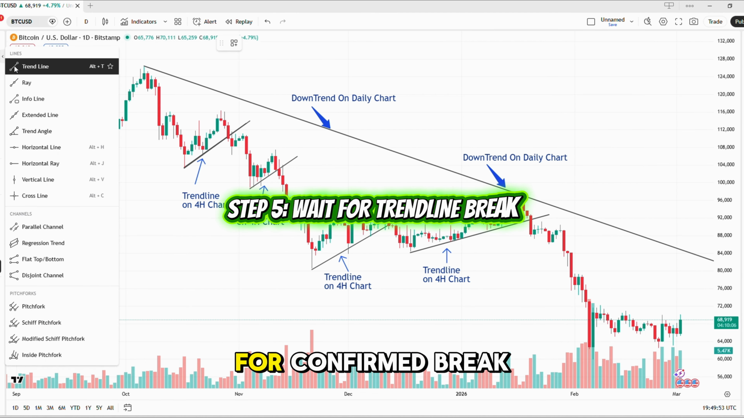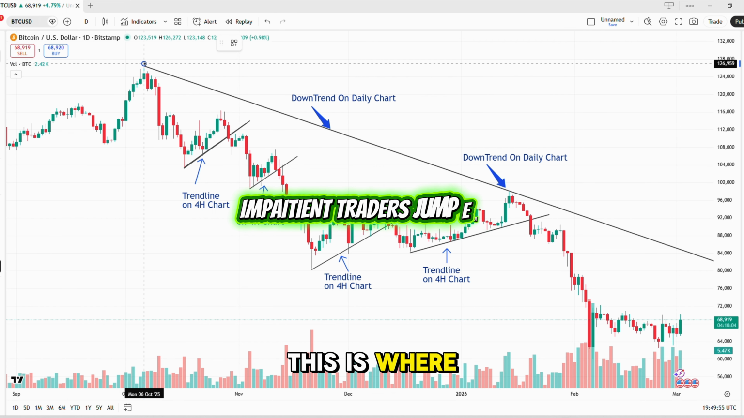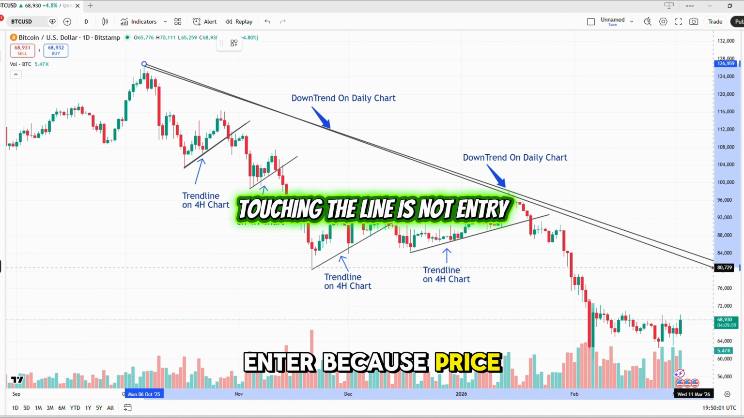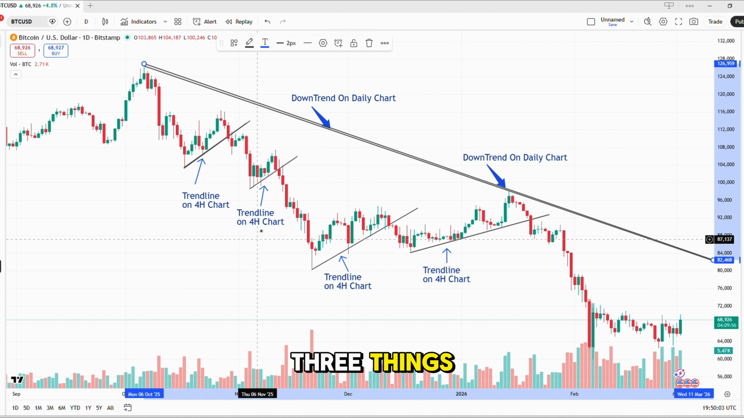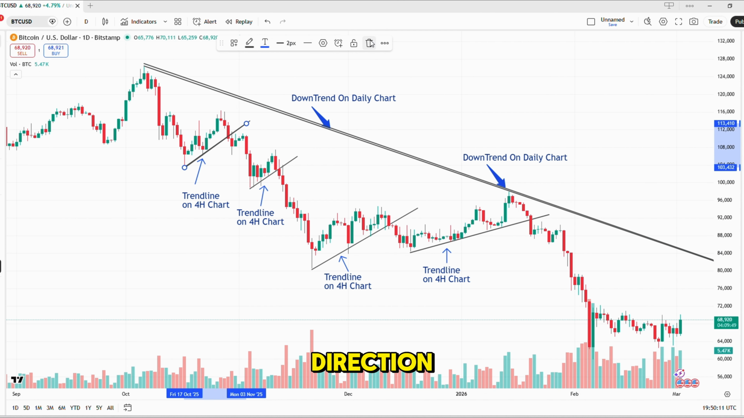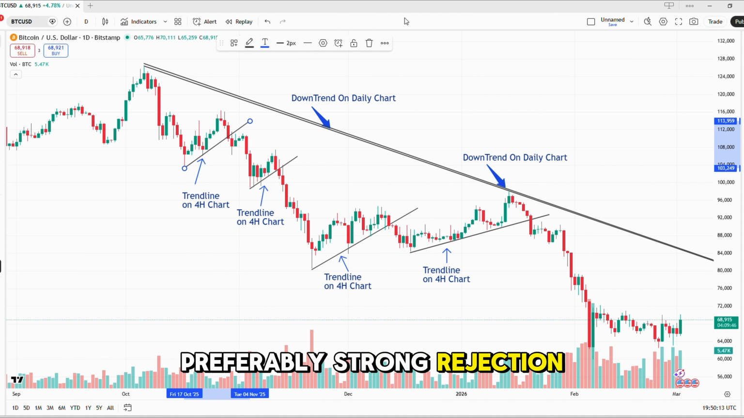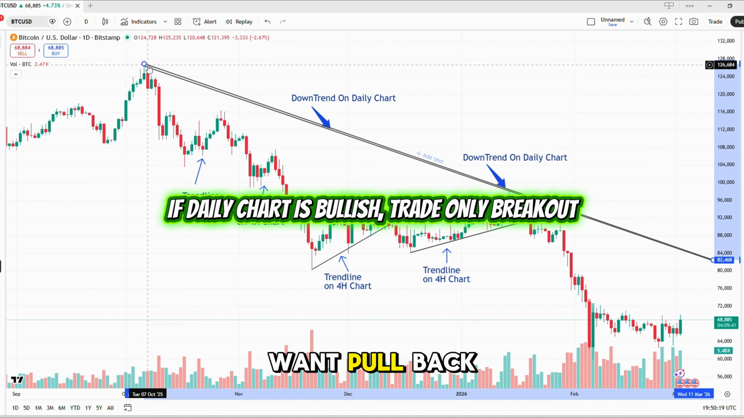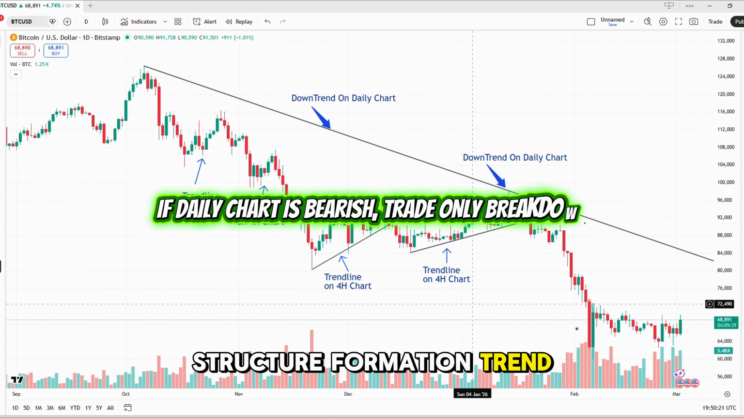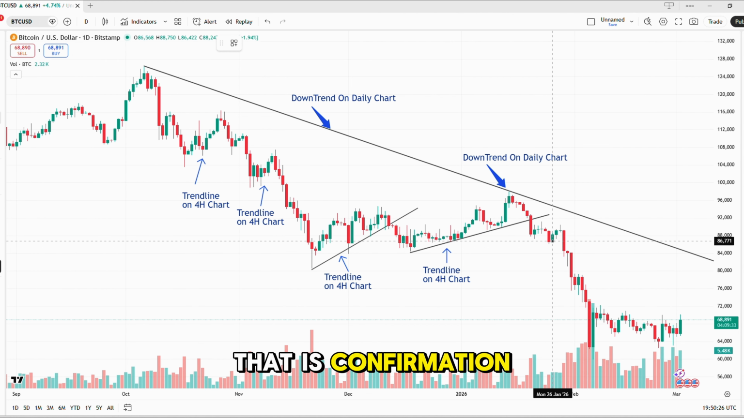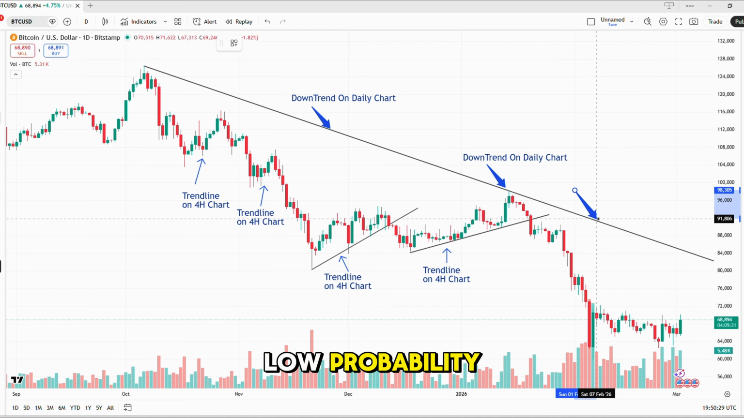Step 5. Wait for confirmed break. This is where patience separates amateurs from professionals. You do not enter because price touches the line. You wait for 3 things. Number 1, a clear break of the trend line. Number 2, a break of recent structure in your direction. Number 3, preferably strong rejection or a double bottom pattern. If the daily is bullish, you want pullback, structure formation, trend line break upward, then break of the swing high. That is confirmation. Anything less is low probability.